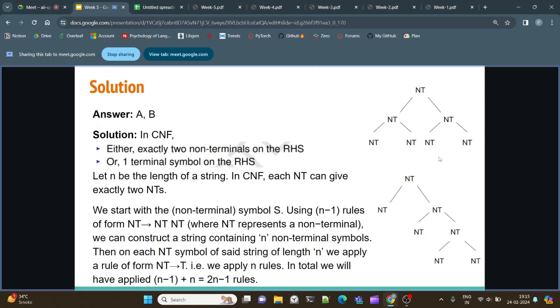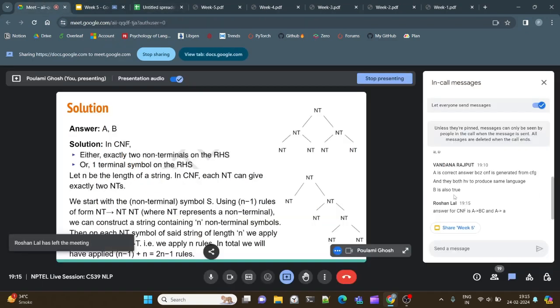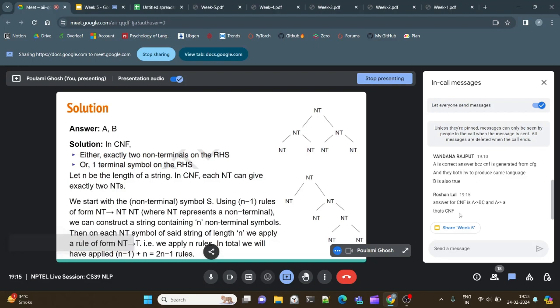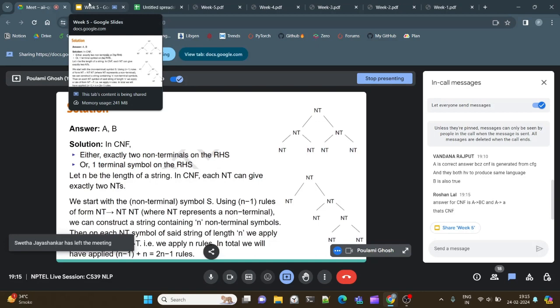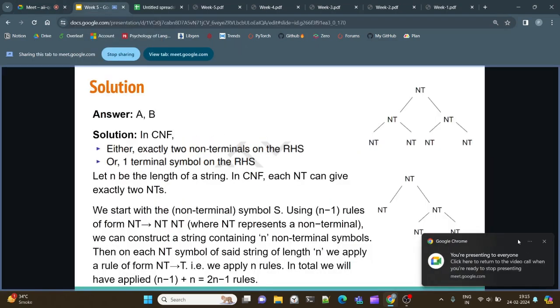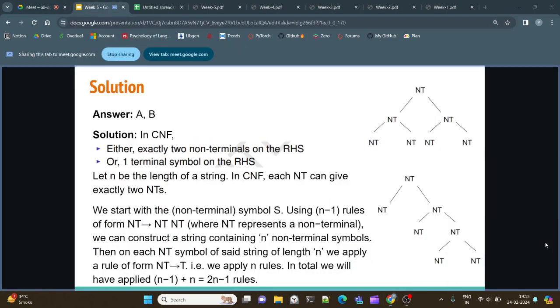So this was the solution. Does anybody have any doubt? Okay, so we'll move over to the next problem. In case anybody has a doubt, we can come back to this.